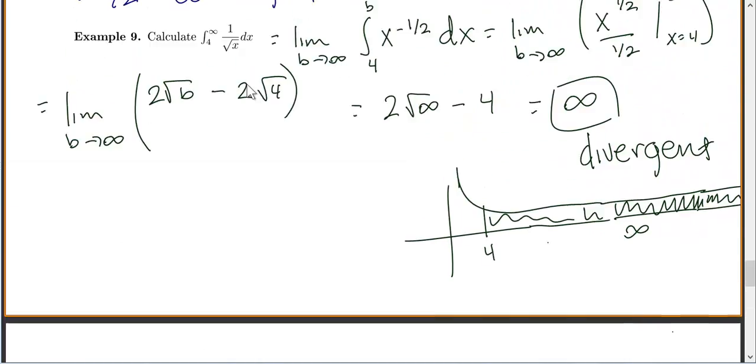So once again, this is an integral. We'd say our final answer is that it is divergent, and then we can't actually really find a number. Instead, we would say it is divergent as our final answer.